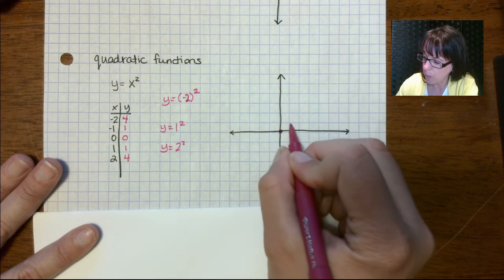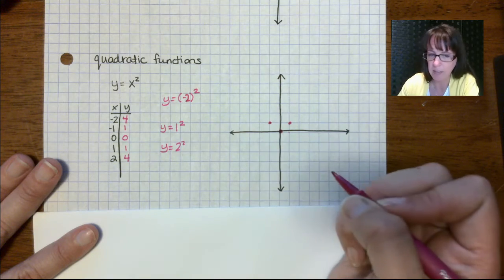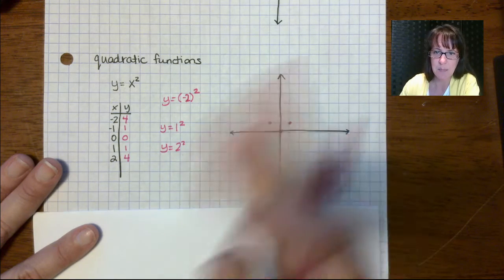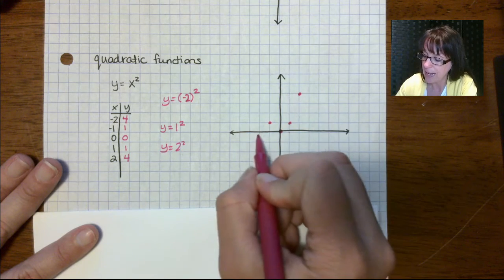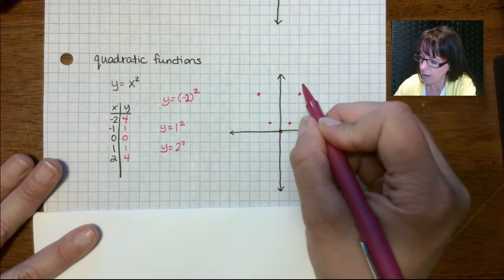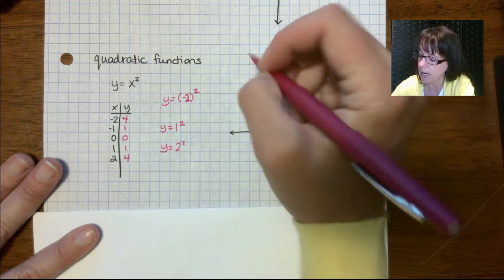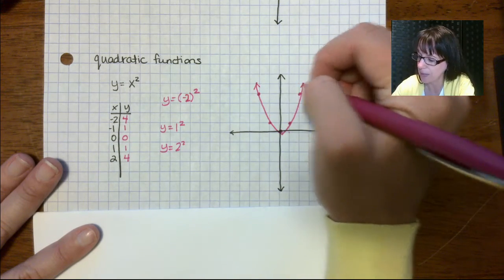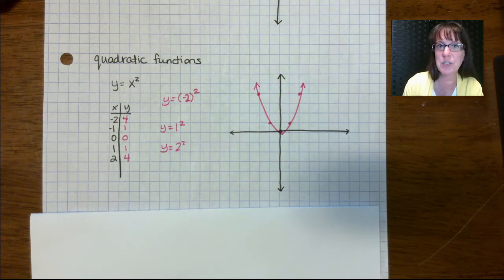If we go over 1, up 1, and then over here, we go over -1, up 1 as well. So you can see that it's starting to mirror on either side. We go over 2, up 4, over -2, and up 4 as well. And that is your parent function as far as quadratics go, and I cannot wait to show you how we are going to manipulate those. Stick around, we'll talk about other parent functions and how to transform them.